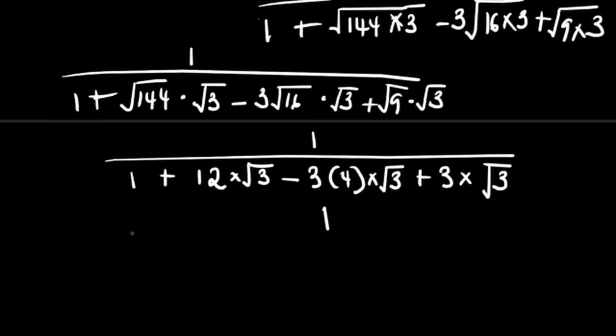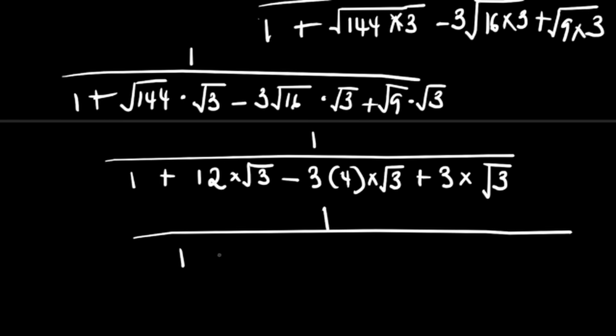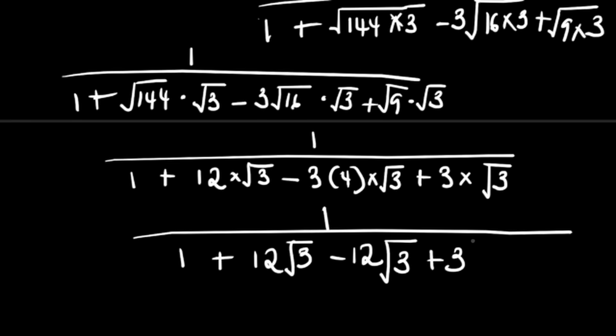We have 1 over 1 plus, 12 times root 3 gives us 12 root 3. So this 12 is being attached to the 3. It simply means that they are multiplying. Minus 3 times 4 gives us 12, so minus 12 root 3. And then 3 times root 3 gives us plus 3 root 3.